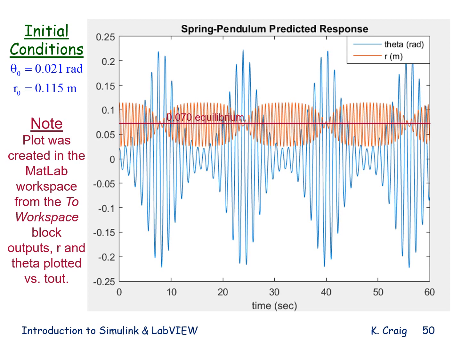Now, here's my spring pendulum predicted response. This is from the workspace plot. Blue is theta, red is R, one on top of the other. So here you see how the energy gets transferred from one mode to the other. This is with an initial condition of theta 0.021 radians and R0 0.115 meters. This is essentially the same as pulling it straight down.